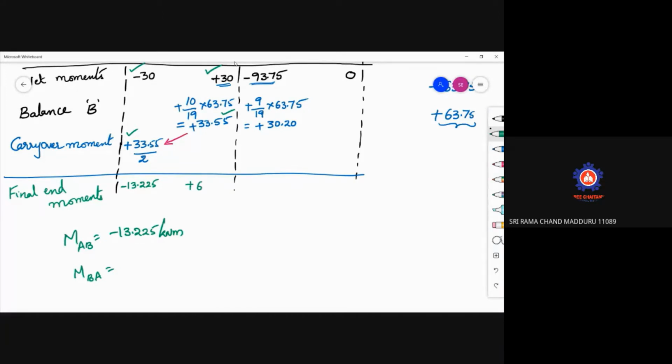Coming to MBA, from the net moments, plus 30 plus 33.55, so this is plus 63.55 kilonewton meter. This is the MBA value. Coming to MBC, MBC is equal to minus 93.75 plus 30.20, which will be minus 63.55, and MCB is equal to 0. So minus 63.55 kilonewton meter. These are the final end moments of the given continuous beam.